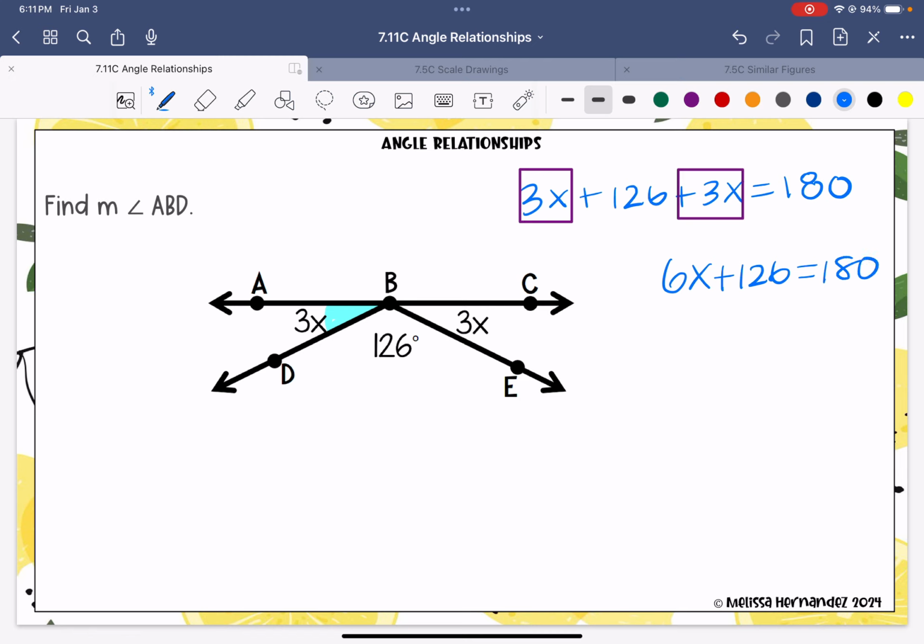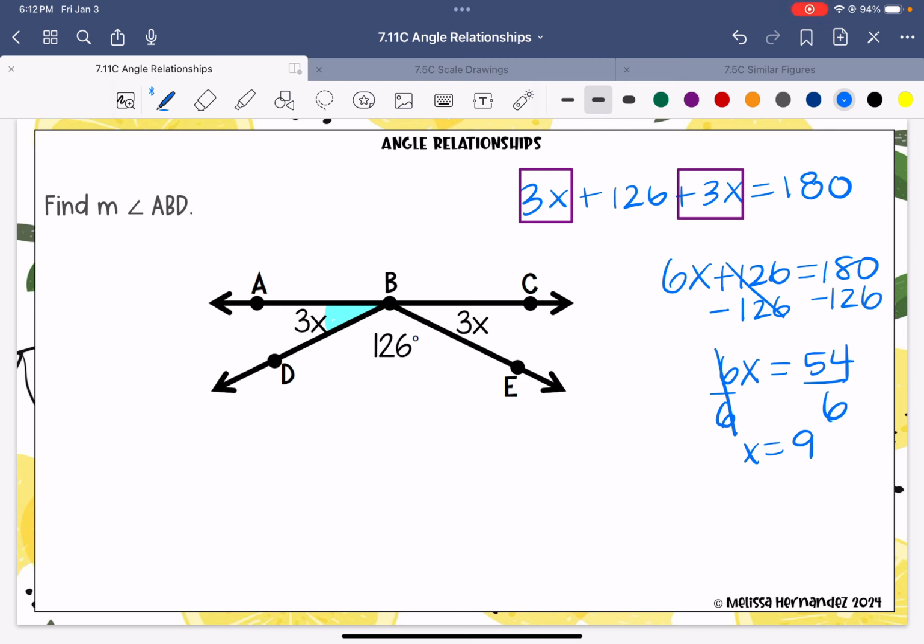Now we're left with a two-step equation, and then we're going to use inverse operations to isolate our x. So if it's plus 126, we'll subtract 126 from both sides. So you end up with 6x, which actually means 6 times x, is equal to 54. I haven't got the x isolated, so if it's times, the inverse is divide. 6 divided by 6 is actually 1, and then x is 9.